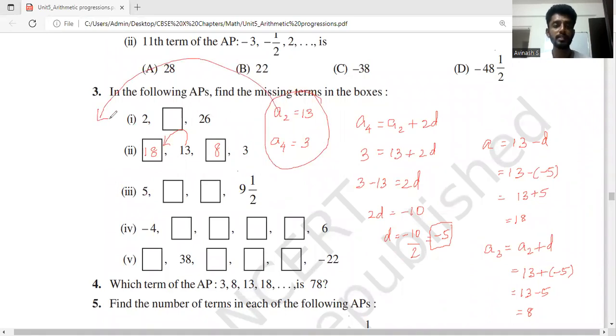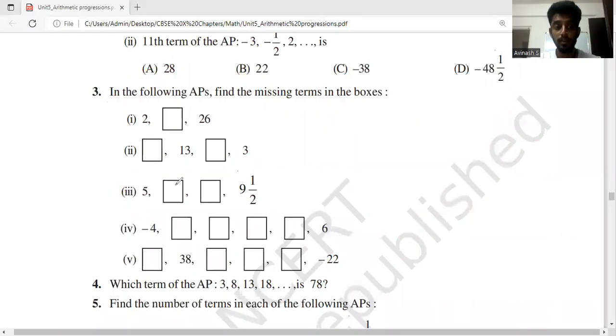Now there is another method of doing it from this stage. If you look at the left side of the screen, you can see a2 can be written as a plus d, which is 13, and a4 can be written as a plus 3d, according to the formula, which is 3. Now when we eliminate, the a gets cancelled, and you will be getting minus 2d is equal to 10, and d is equal to -5. So this way also we can get the value of the common difference, after which the method is the same.